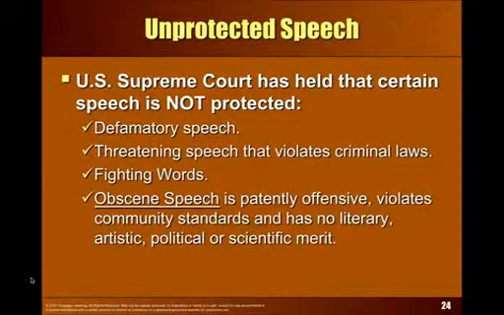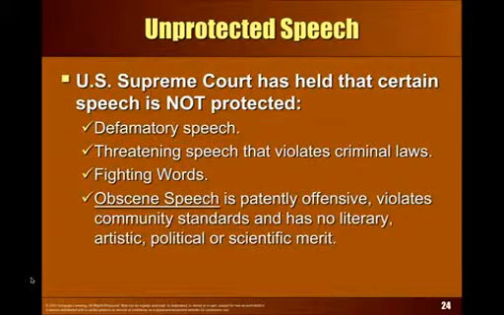Now, this one will get you. Protection of speech doesn't mean all speech is protected. If I defame somebody, if I say something about them that's not true to harm their good reputation, if I threaten them, if I call in a bomb threat, I can't go, oh, free speech. Fighting words, I'm not sure what that is. Maybe it's want to fight? Like inciting a riot or something like that.